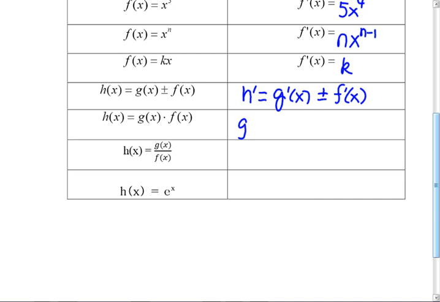So it's g of x times the derivative of the second, plus the second one times the derivative of the first. It would be nice if it were g prime times f prime. That would be wrong. I'm not going to prove it.